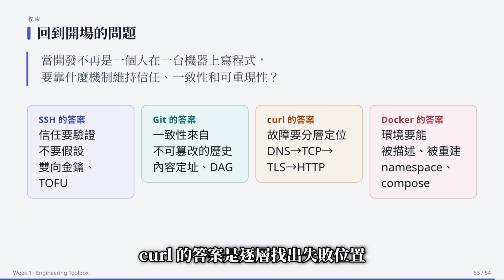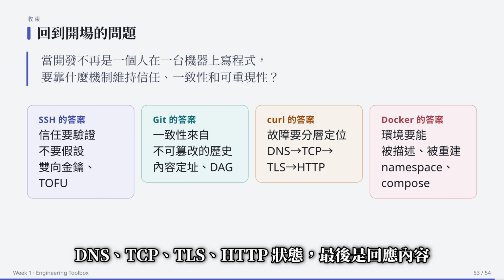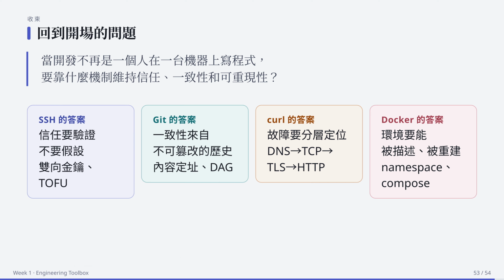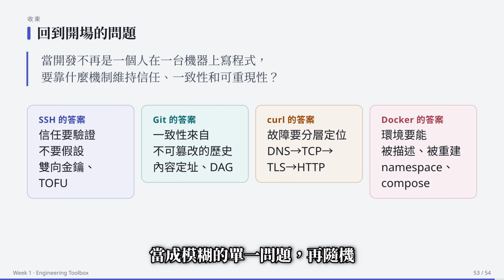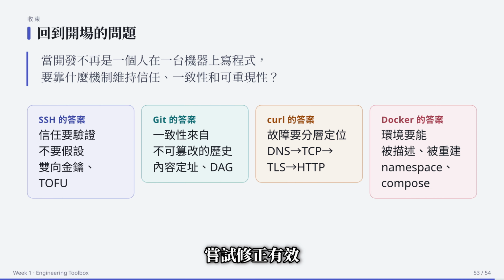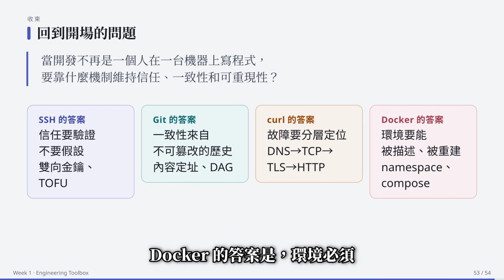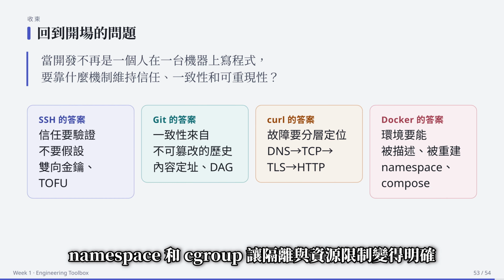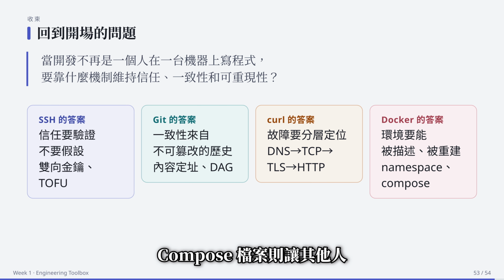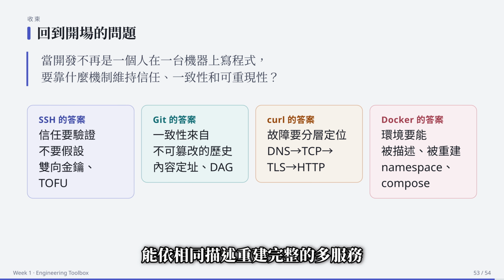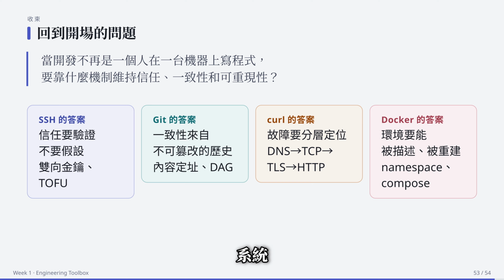Curl's answer is to locate a failure one layer at a time: DNS, TCP, TLS, the HTTP status, and finally the response body. This is much more effective than treating "it's broken" as one vague problem and trying random fixes. Docker's answer is that an environment must be described and reconstructed rather than remembered. Namespaces and groups make isolation and resource limits explicit, while a Compose file lets someone else recreate an entire multi-service system from the same description.